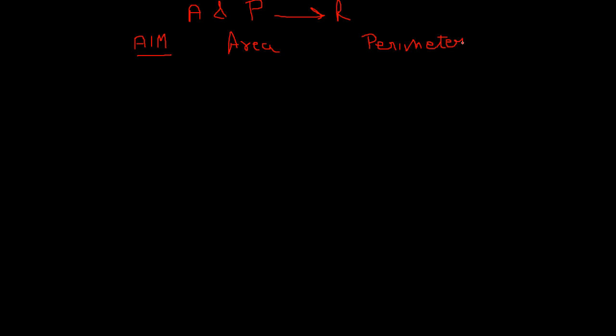So obviously, first of all, we have to see what will be the formula for finding the area of a rectangle, and also what will be the formula for finding the perimeter of the rectangle. Okay, as we have seen in the question, the formula for finding the area as well as the formula for finding the perimeter, both of them are not given in the question. Okay, then what we have to do?